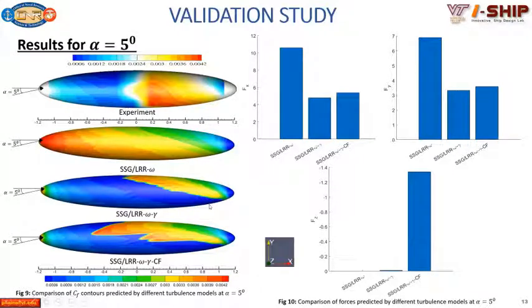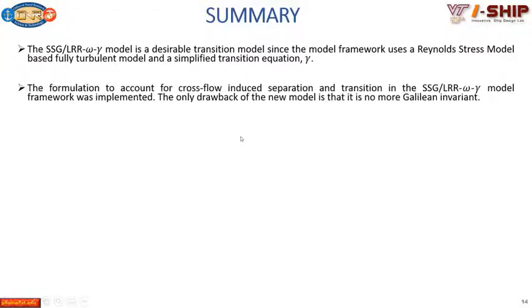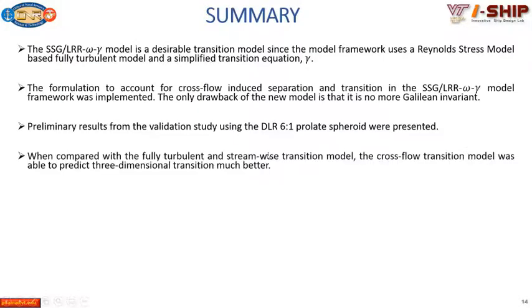So these were the cases that were analyzed. Now coming to the summary. The SSG LRR omega gamma model is a desirable transition model because it uses the Reynolds stress model based fully turbulent model and a simplified transition equation. The formulation to account for cross-flow induced separation and transition in the SSG LRR omega gamma model framework was implemented. However, the drawback was that it is not Galilean invariant anymore. The preliminary results for the validation study were presented.